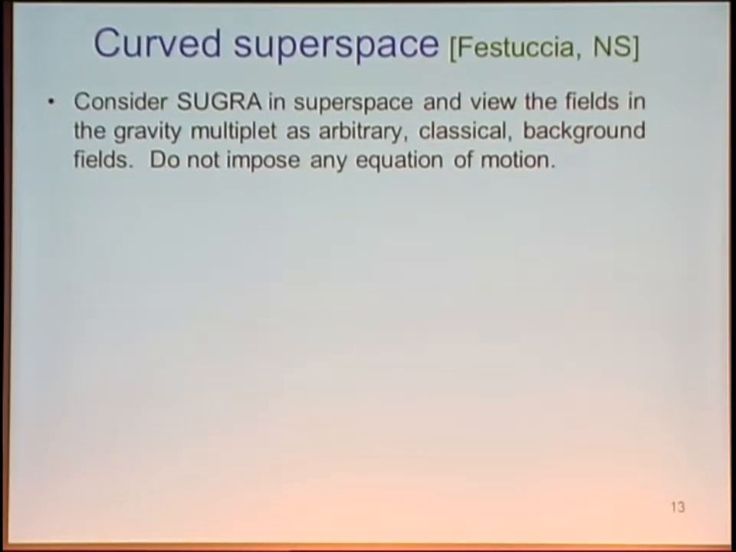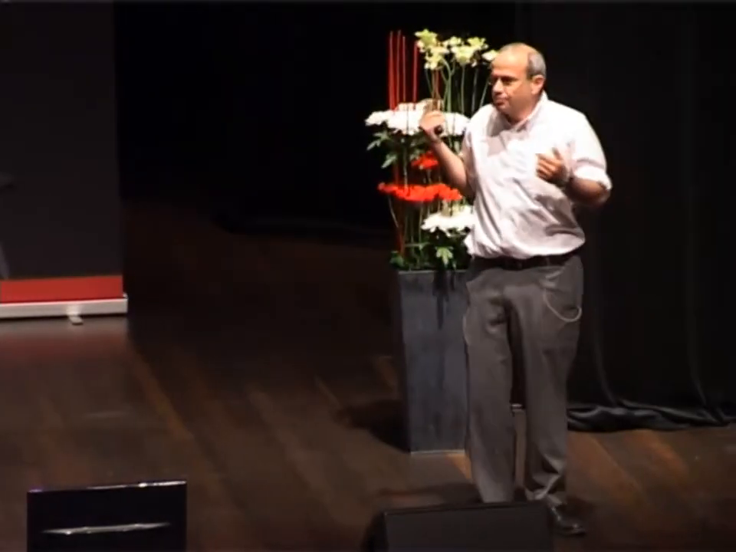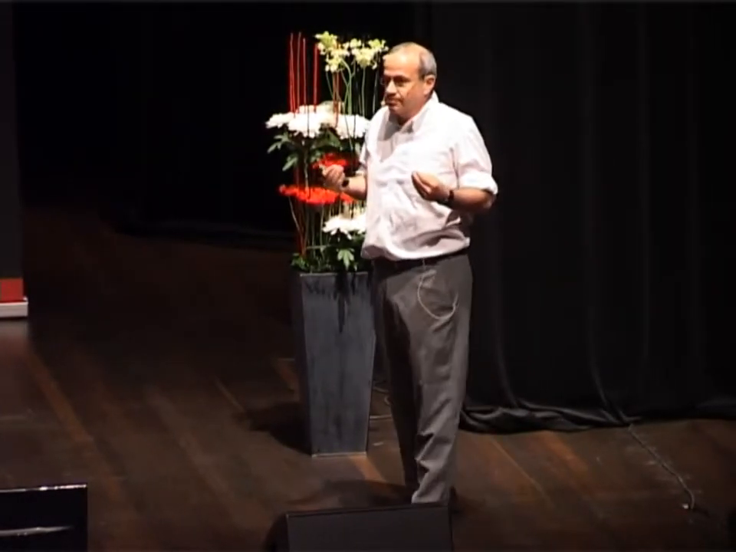And I'm going to view all the fields in the gravity multiplet as background fields, classical background fields. They do not satisfy any equation of motion. That's absolutely crucial. Now, for the metric, it's obvious that we shouldn't satisfy the equations of motion, because even without supersymmetry, we don't satisfy the equation of motion. We want to put the theory on some curved space, so we find the metric, and we just place the Lagrangian. And we don't have to satisfy Einstein's equations. The novelty of this approach is that we also will not satisfy the equations of motion of the auxiliary fields.